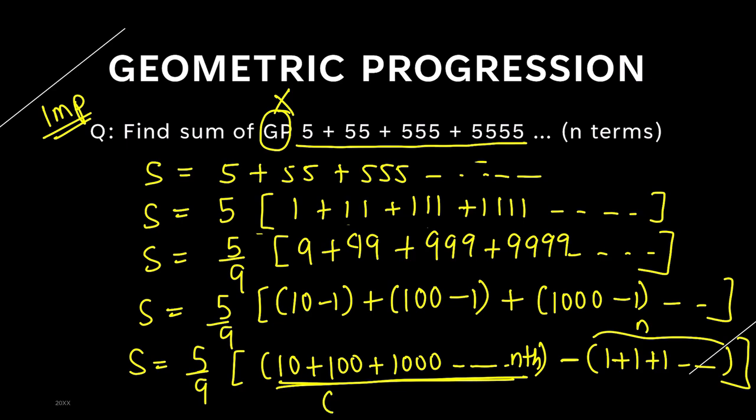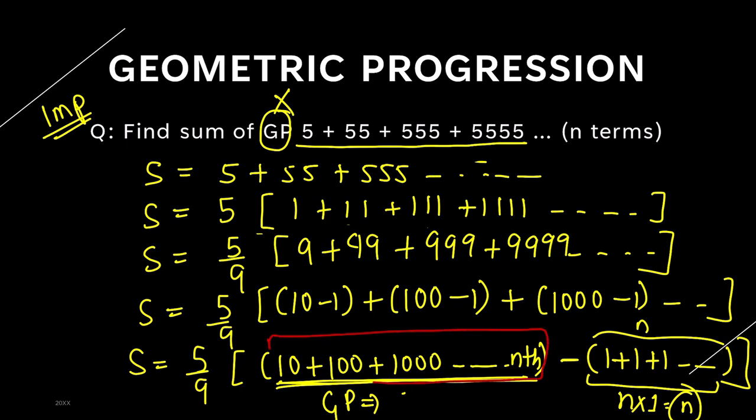This is a geometric progression series. Now you can use the formula for n terms of a series. You will get some value, and here this will be n into 1, that is n. I hope this is clear. So calculate this part using the geometric progression sum formula, and minus n. So you will get the final answer.